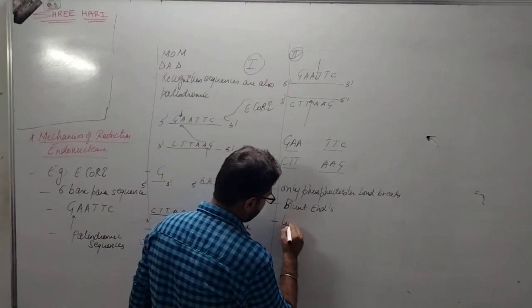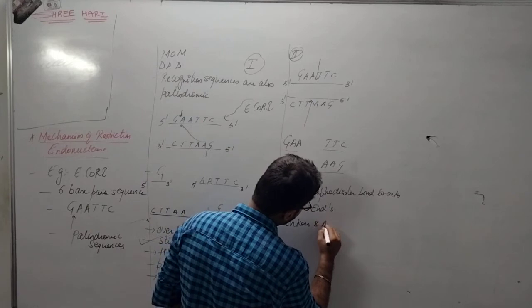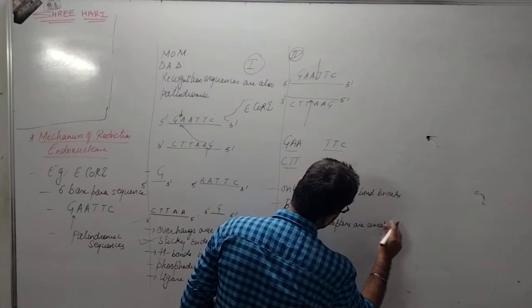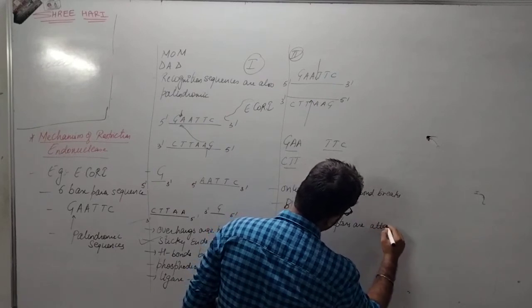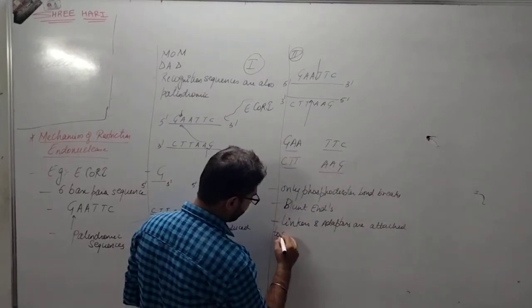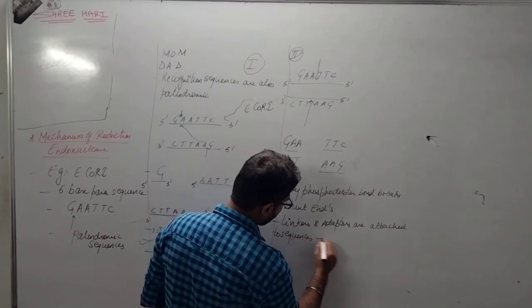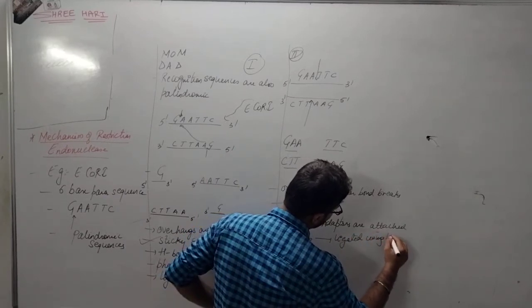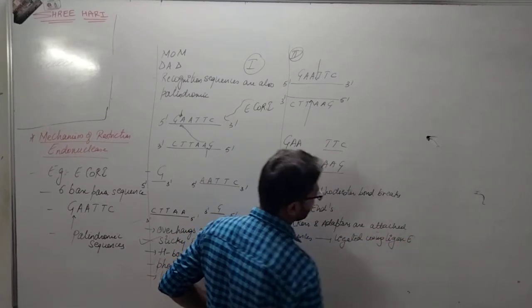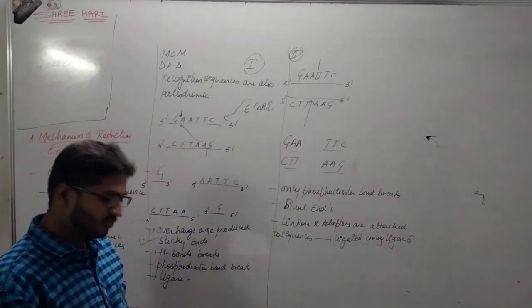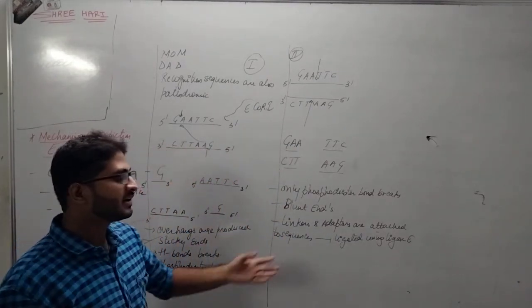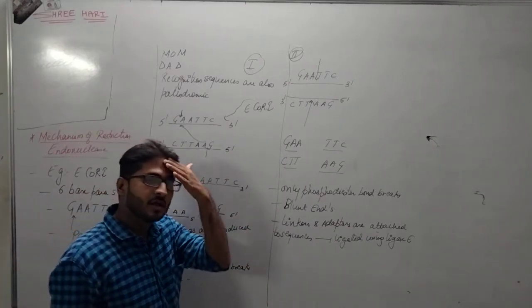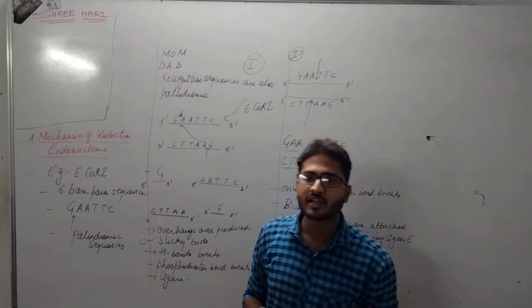There are molecules called linkers and adapters, which are attached to the sequences and then ligated using ligase enzyme. So an additional step is added. That's why sticky end DNA is preferred within recombinant DNA technology.